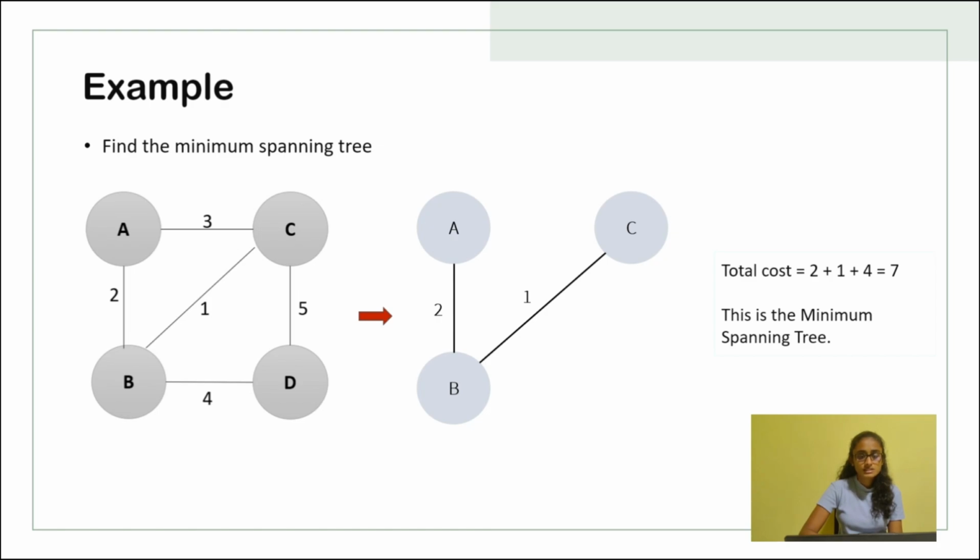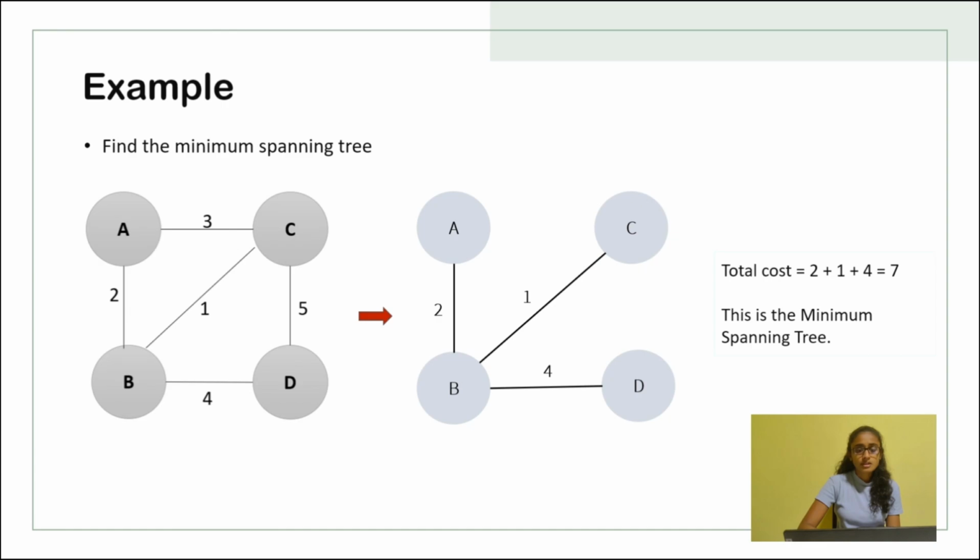Fourth step is at the last vertex. Next, we again check the edges connecting visited vertices and unvisited ones. Available edges are B to D with weight 4, C to D with weight 5. The smallest weight is 4. So we select B to D and add vertex D. Now all vertices are connected.